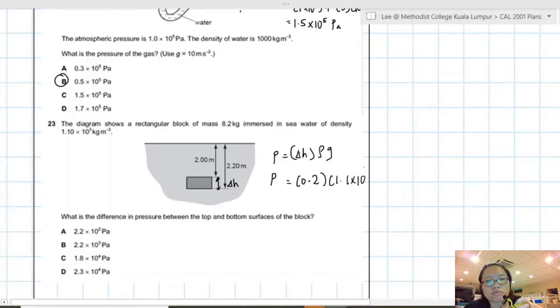Okay, so now we have a rectangular block. Then you are asked to find the difference in pressure. You just take the difference in height: 0.2 meter times the density of seawater times 9.81.